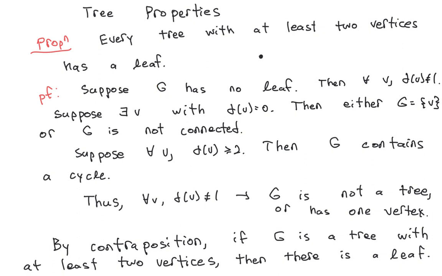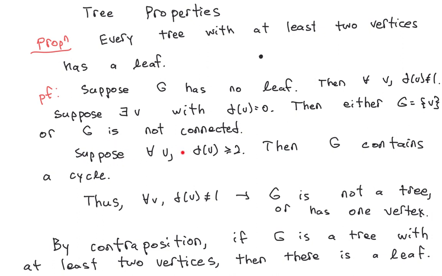Let's suppose G is a graph that has no leaf. So in particular, for every vertex in your graph, the degree of that vertex is not 1. Well, let's consider the cases. Suppose that there's a vertex with degree 0. Then either your graph has only one vertex, or you have an isolated vertex separated from the rest of the graph, so G is not connected. So we see if you don't have a leaf, then you could be a tree with one vertex, or you're disconnected.